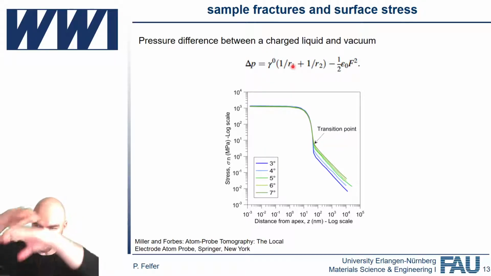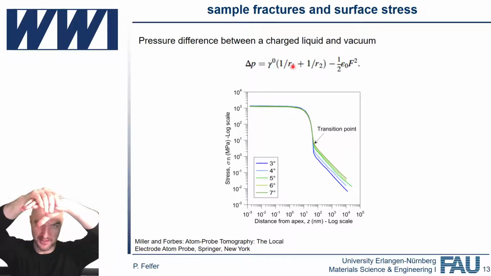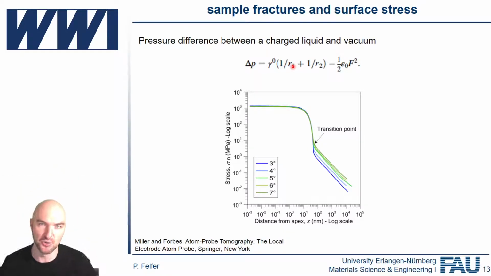The radius here is just the principal radius of curvature. In our case, R1 and R2 should be the same, so we would have 2 over R1 in this case, and the surface tension. But the important thing for us is the pressure is proportional to the electric field squared. And from that you can actually also calculate what the stress in the sample is. And you see the stress is highest closest to the tip, and then it goes down to some extent.